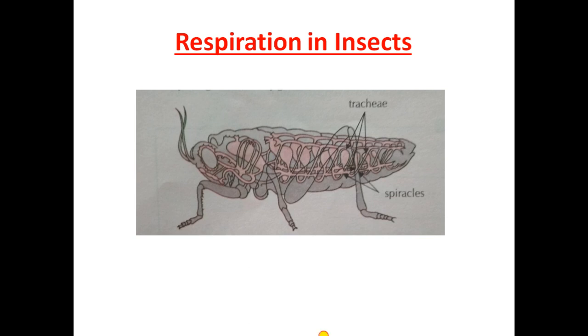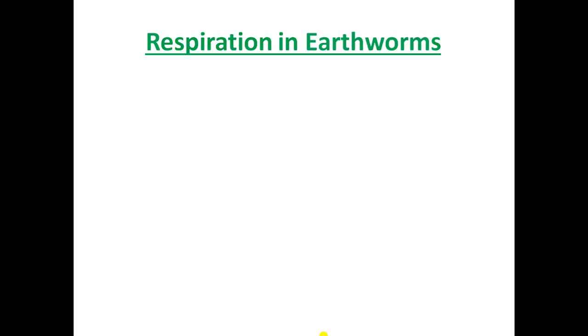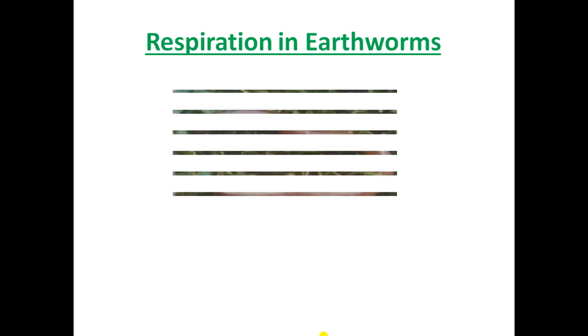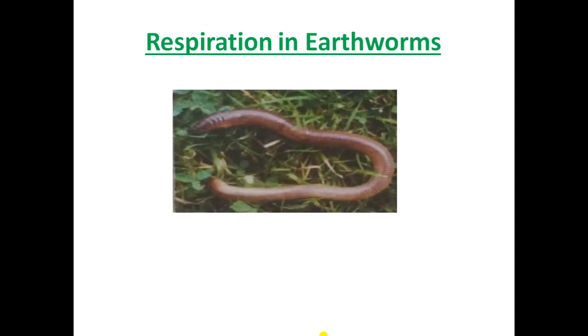Now let us know about respiration in earthworms. Earthworms, you might have seen in the school garden many times during the rainy season. So what actually happens is that earthworms breathe through their thin moist skin. This is very simple. They have moist skin, and through it they breathe. Now the next one is respiration in frogs.